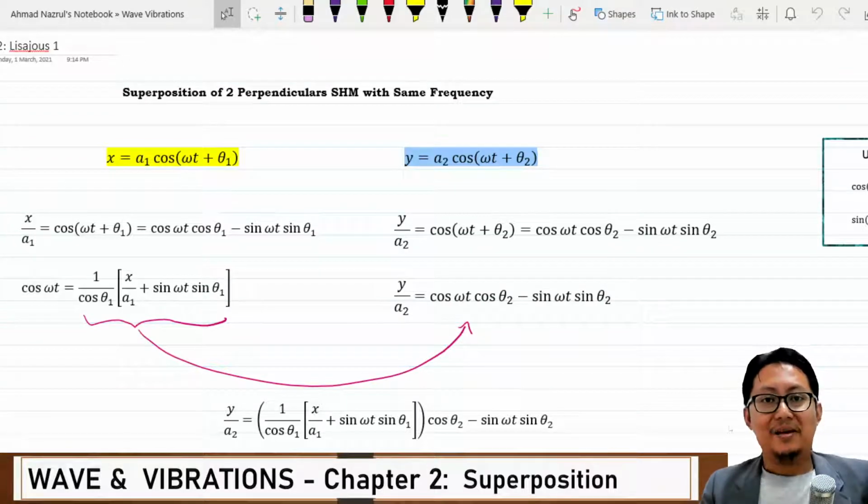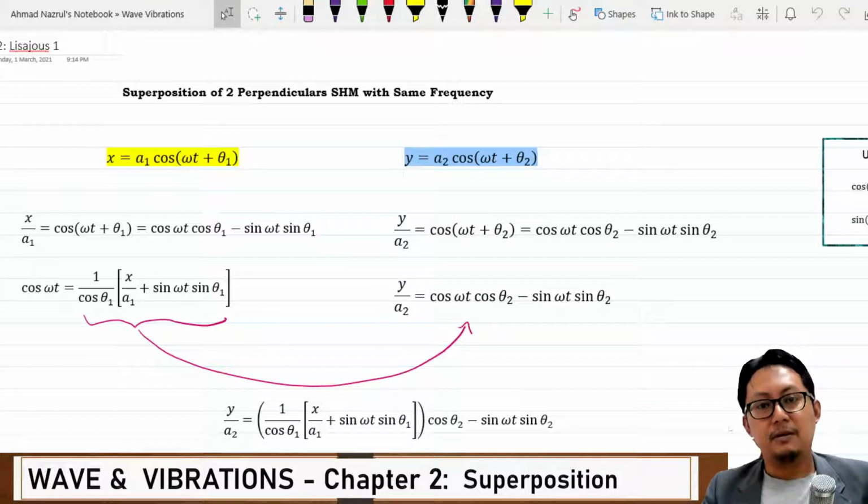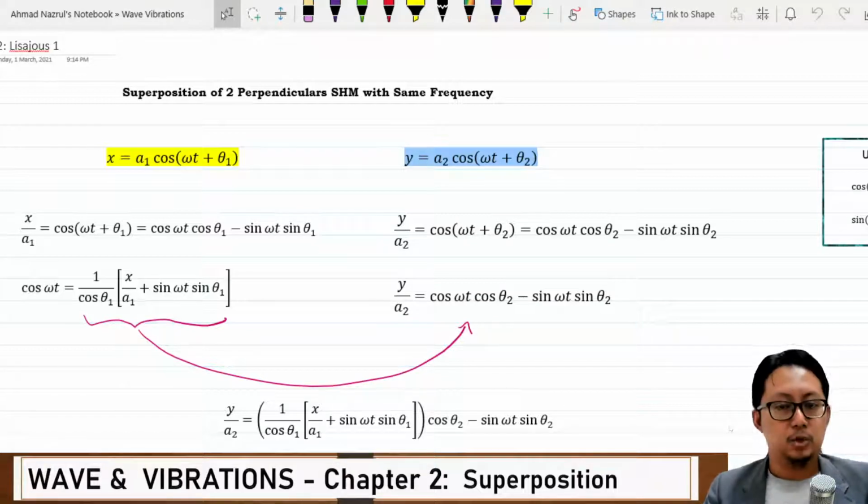Assalamualaikum. Hi. For this video, we continue with chapter 2 for the subject Wave and Vibration. The topic will be superposition. And for this video, the subtopic will be superposition of two perpendicular simple harmonic motions with the same frequencies and also with different frequencies, which we call Lissajous figures.